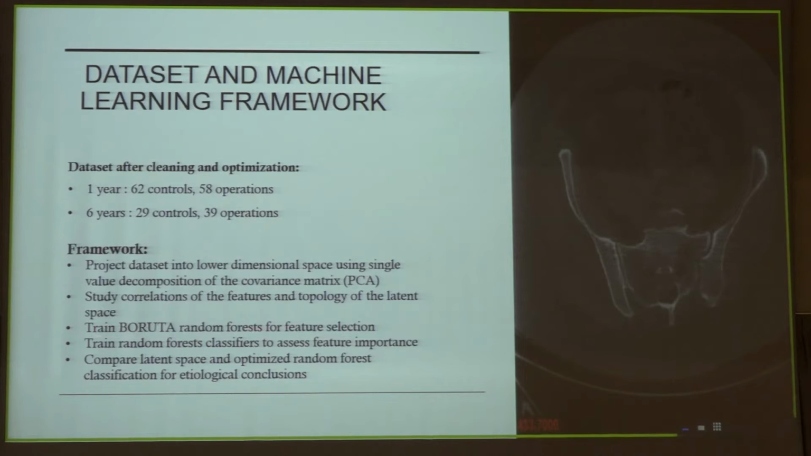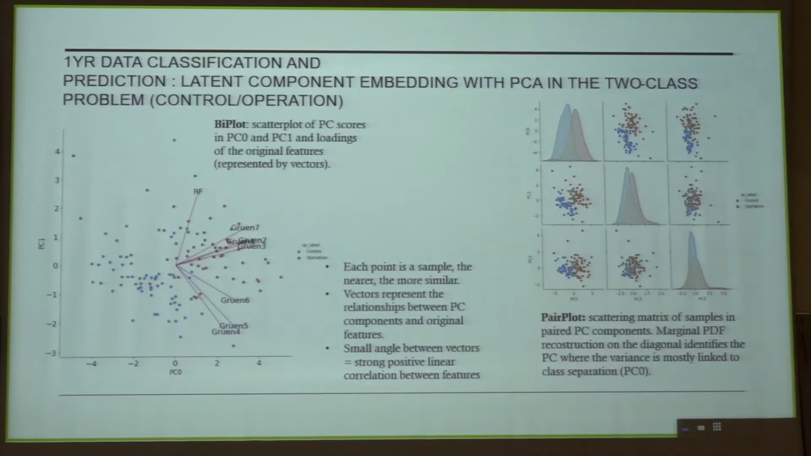Okay, and then we trained a self-optimizing feature selector and a self-optimizing random forest, using the Boruta feature selection, which is a very cool feature selection that, for those of you more interested in machine learning, we can talk about. And then we compare the topological results from the decomposition of the covariance matrix using PCA, and the results from the random forest, to try to draw some etiological conclusions.